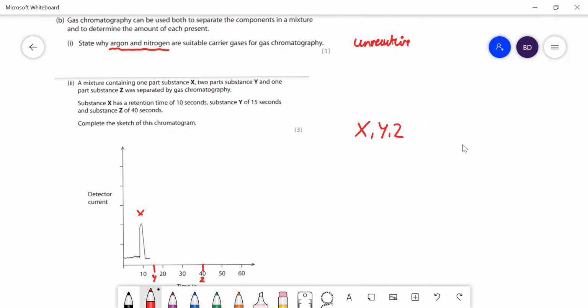Write that one there. Right, it says that it is 1 part X, 2 parts Y, and 1 part Z. Now the area under the peak is proportional to the amount of the substance in there, okay? So Y, there's twice as much of it, so Y is going to be a peak about twice as tall. It's the area under the peak really that matters rather than the height, strictly speaking though. And then Z, it's the same amount of Z, so you can have the same height as the X. Okay, so it would look like that.